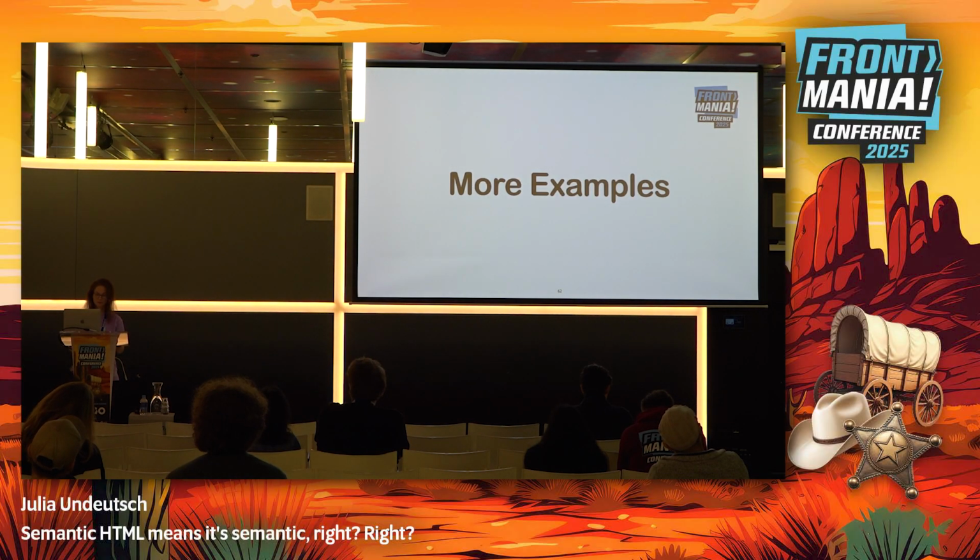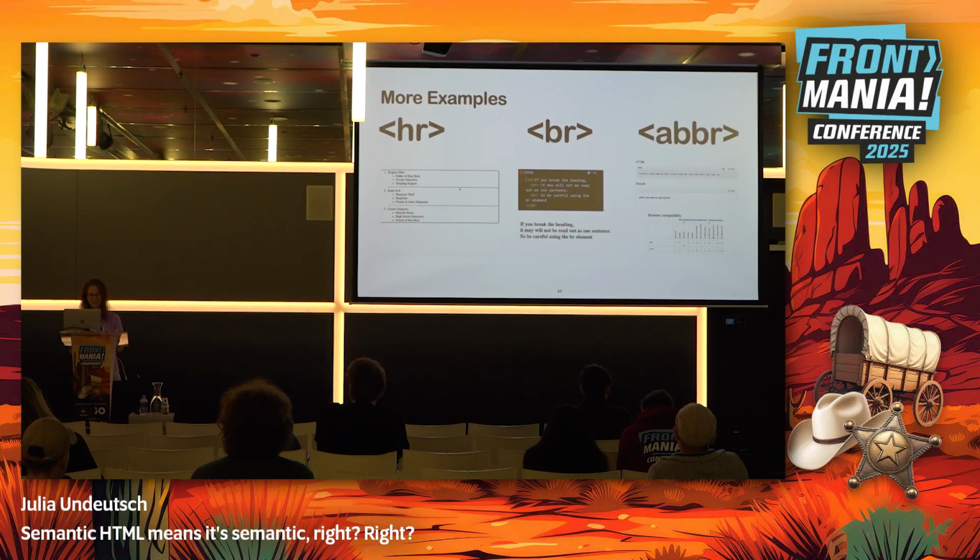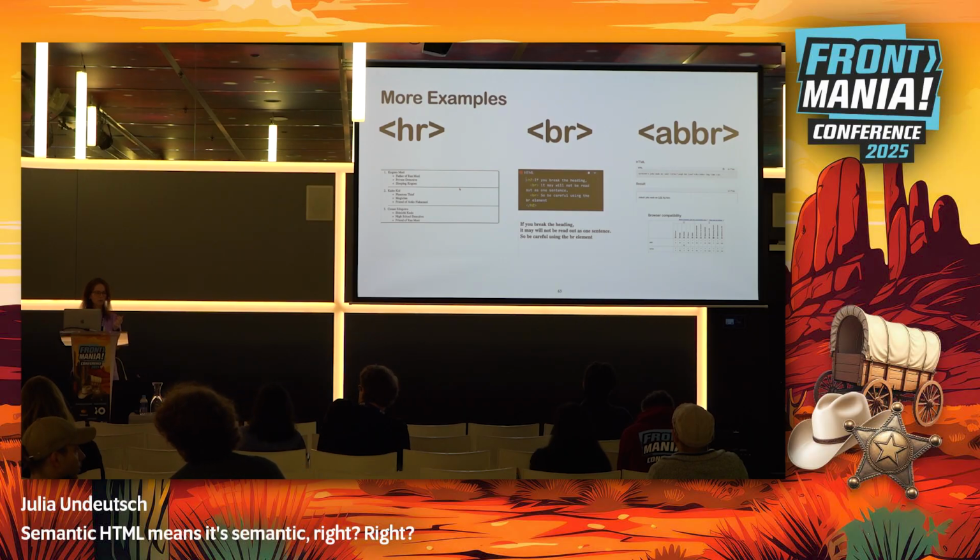A few more examples I want to go over quickly. So three elements: the horizontal line, or in this case, horizontal rule, it is called, the break element and the abbreviation element. The interesting thing for the HR element, for the horizontal rule, I see them often when people are creating lists, or also drop-down fields, and they insert an HR to divide it visually.